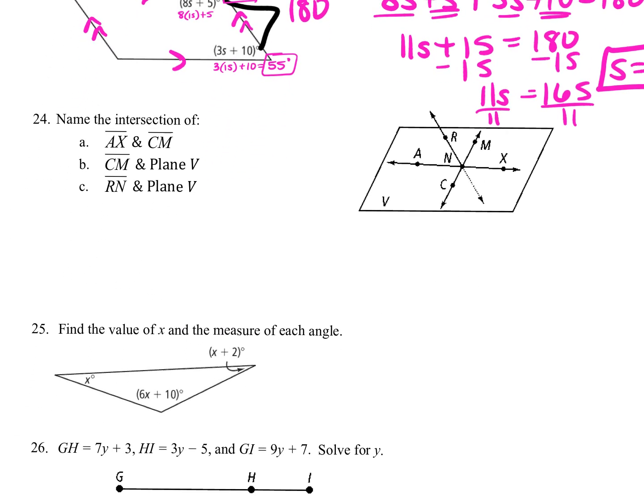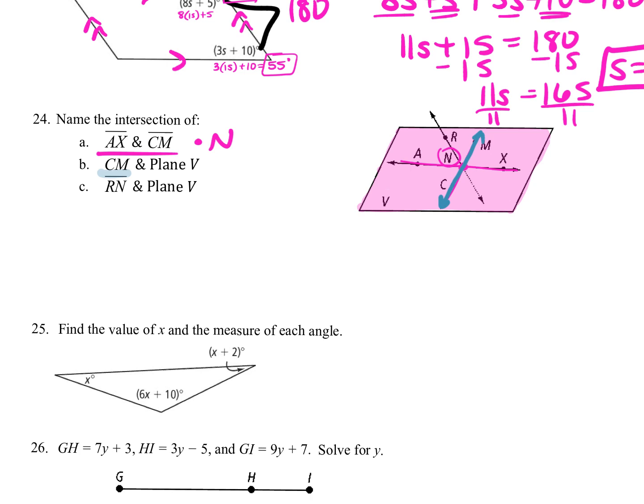All right, 24. What is the intersection of these two segments? So AX is here, CM is here. You're looking for where they meet. They meet at this point, which is point N. Okay. Then they're saying, where does plane V, so plane V is this, the whole pink plane is plane V, where does that meet CM? And if you notice, CM is a solid line. There's no dotted there, so that's not poking through the plane. It is lying on the plane.